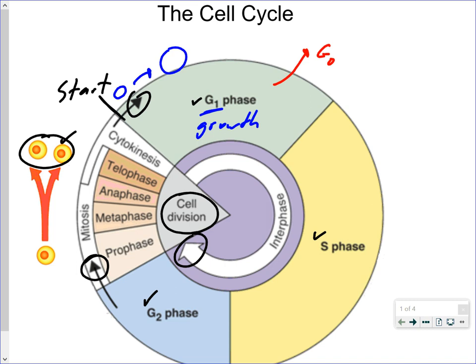That is G0. For cells that do go on and divide, they will progress through the remainder of the cell cycle. So what we still have in interphase is a cell that has made the decision that it's going to go on and divide, and then it progresses from G1 into S. So the S in this case does stand for synthesis.